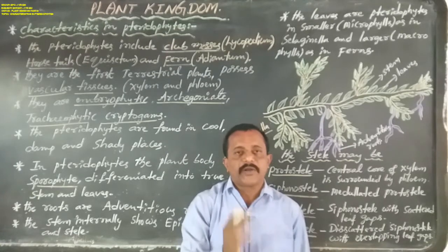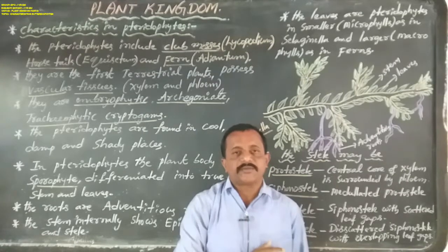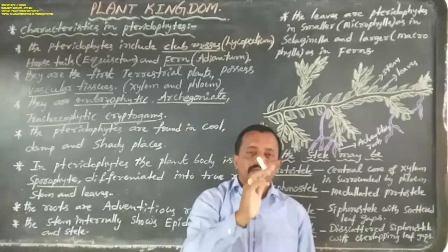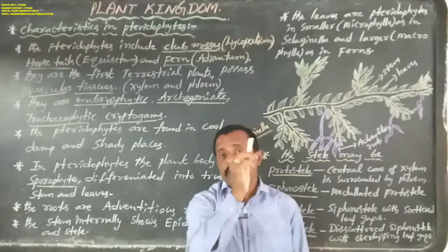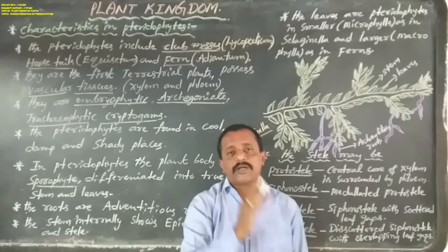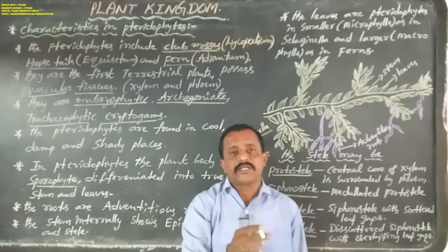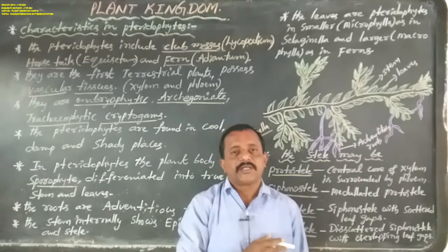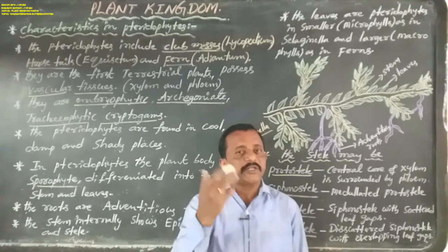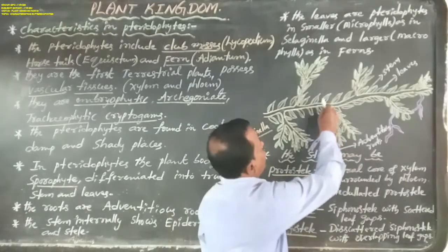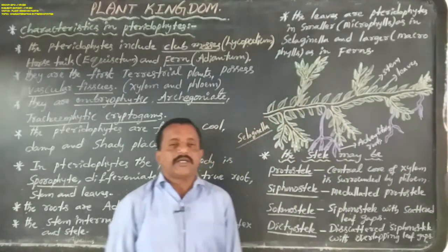Now in bryophytes, the plant body is the gametophyte, or sexual stage. In pteridophytes, the plant body is the sporophyte, the asexual stage. In bryophytes, the sporophyte is differentiated into three parts: foot, seta, and capsule. But in pteridophytes, the sporophyte plant body is differentiated into true roots, true stem, and true leaves. This is very important.